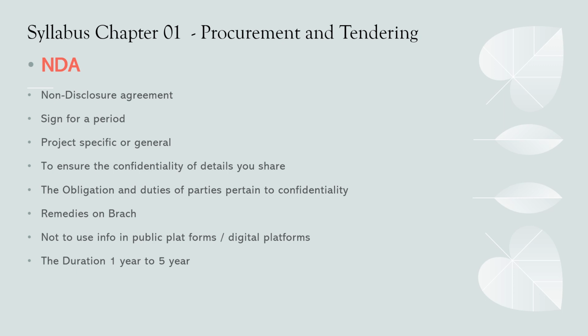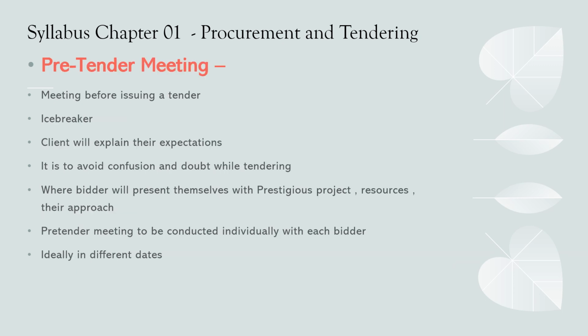So the main purpose of an NDA, guys, is to ensure the confidentiality of information shared between each other. Whatever the client shares with the contractor, and whatever the contractor shares with the client, will be confidential. It will be for a period of time. The duration could be 1 to 5 years, as I mentioned already.